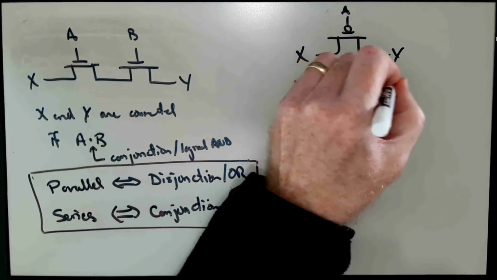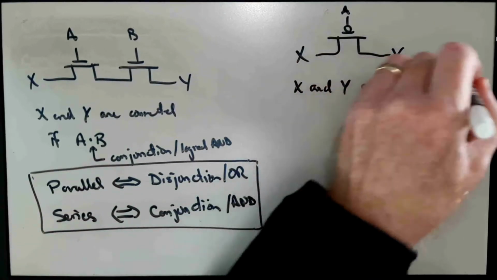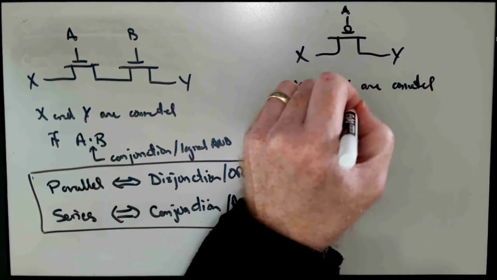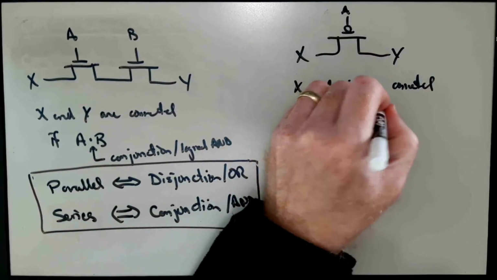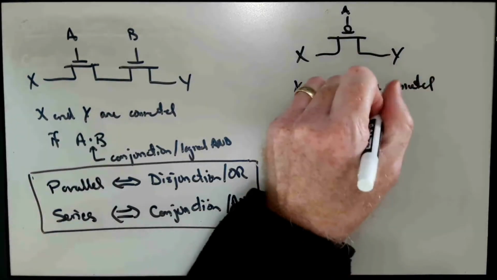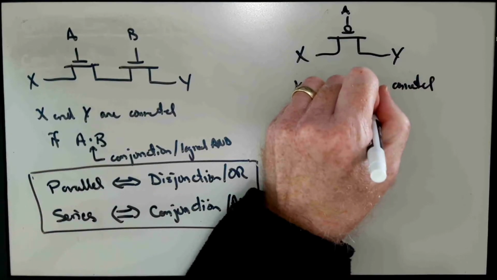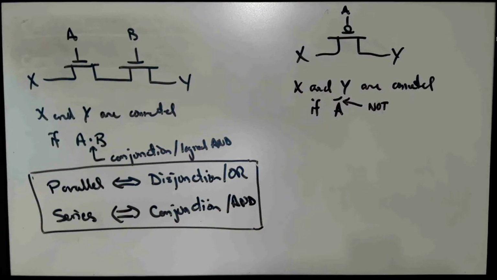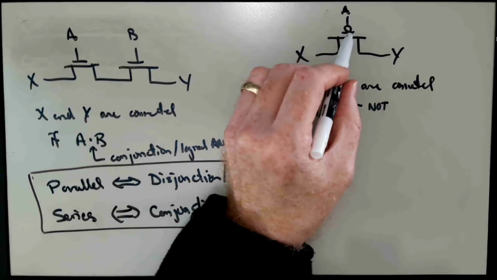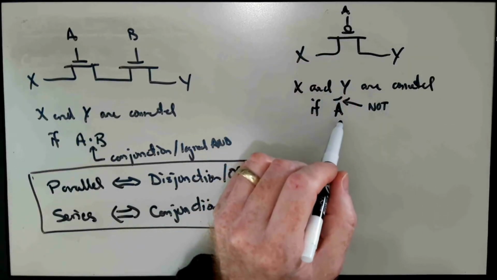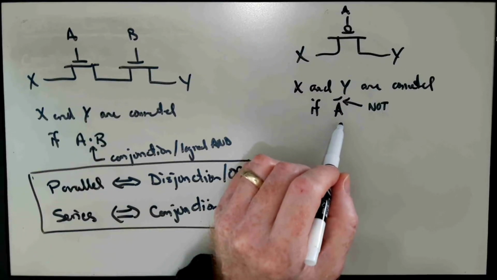are connected if not A. The over bar is what we're going to be using for not. So the bubble on the gate corresponds to complementation of the Boolean that's applied to the gate.